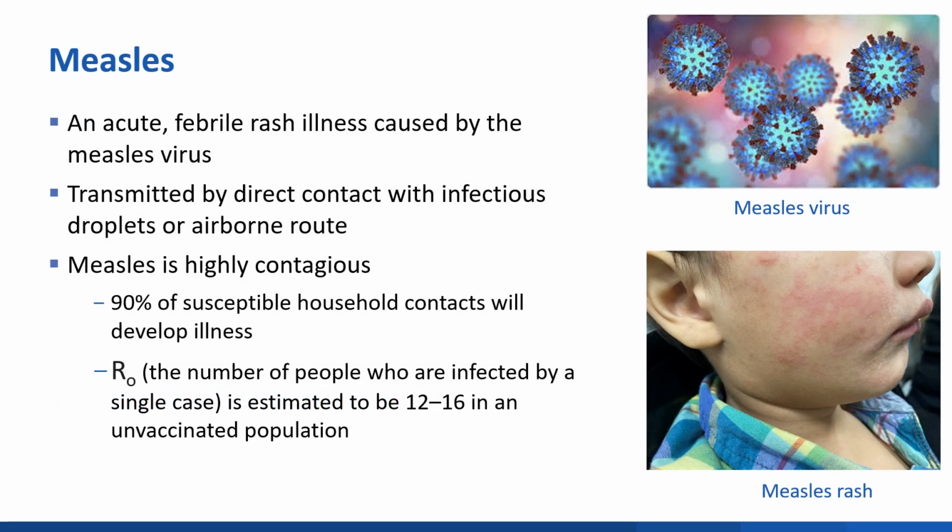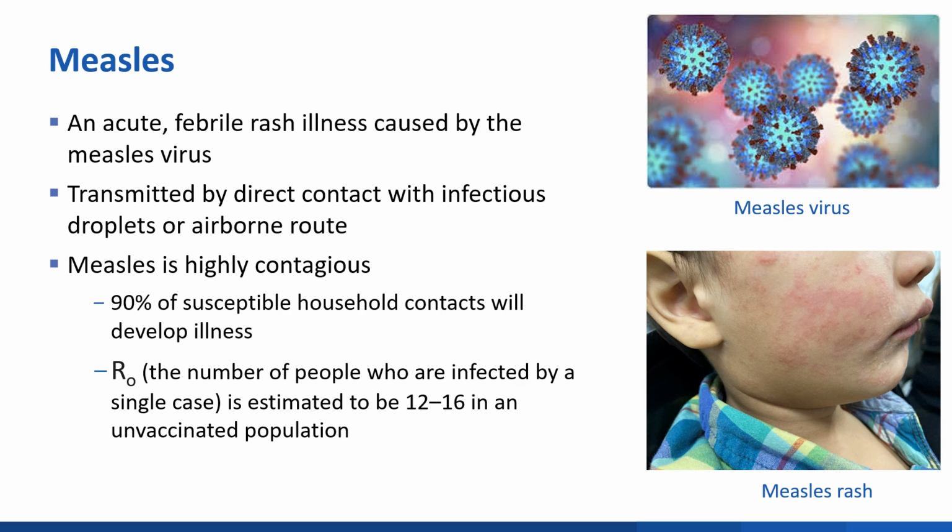So let's discuss some clinical aspects of measles. Measles is an acute febrile rash illness caused by measles virus. It is transmitted by direct contact with infectious droplets and can also be spread by the airborne route. And measles is highly contagious. 90% of susceptible household contacts will develop illness if exposed to a measles case.